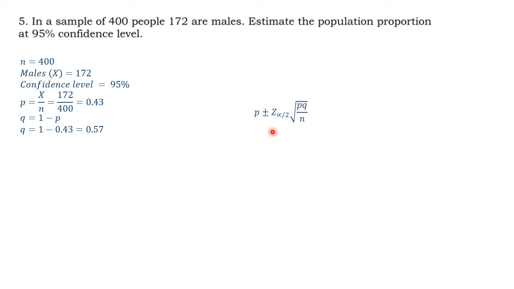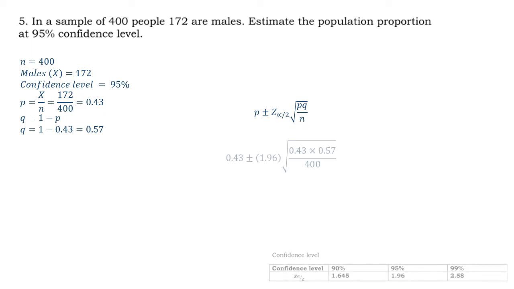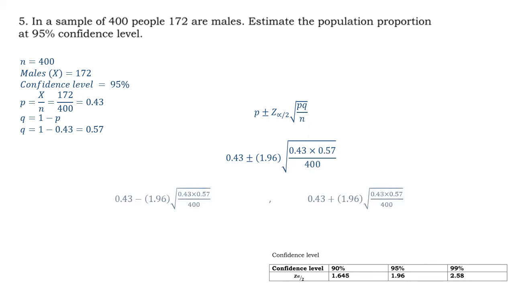For proportion, we use this formula: P plus minus Z alpha over 2 root PQ over N. So Z at 95% is 1.96. Put the value of P, 0.43, here and here. Q is 0.57. N is 400. Solve it two times, first time with minus and second time with plus, and get the answer. So this is our confidence interval for the population proportion.